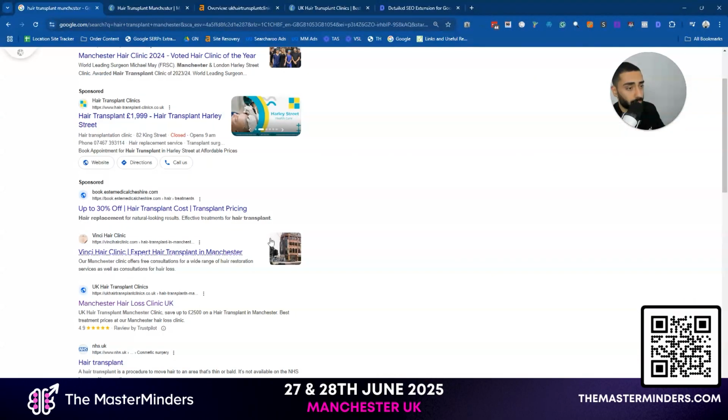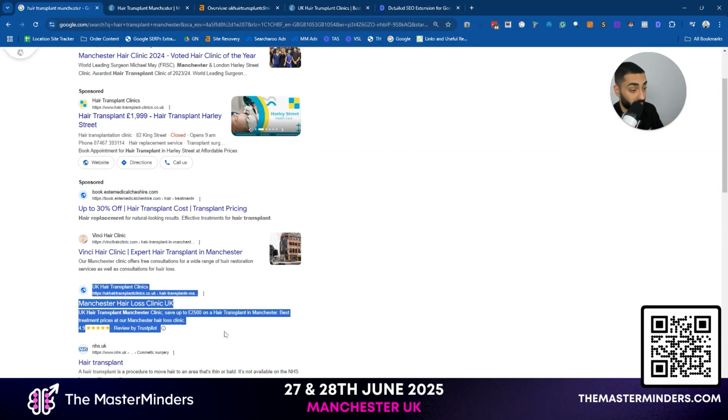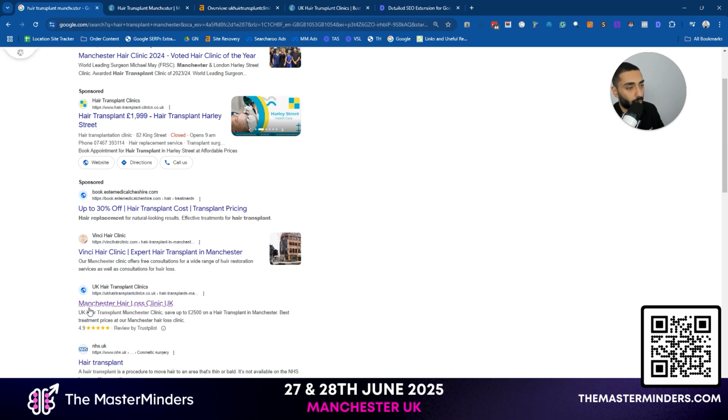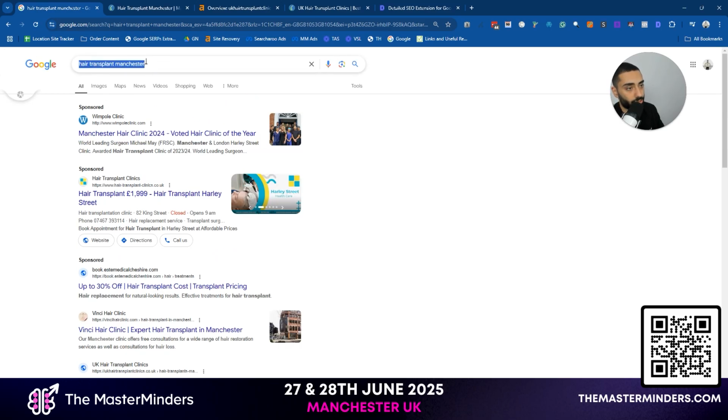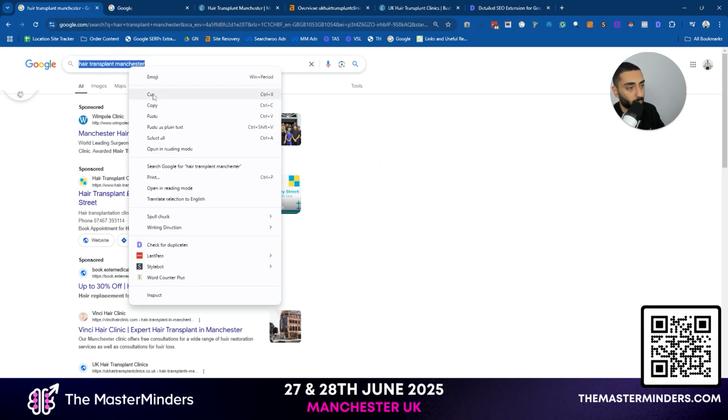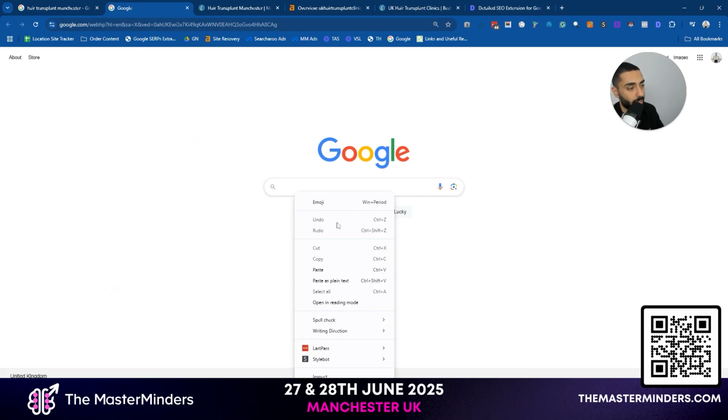So this is the page that we're going to be looking at in particular. This is their Manchester Hair Loss Clinic page. Now, obviously, they want to try and rank for hair transplant in Manchester, right? That's the money-making keyword. That's what people will actually be searching for.